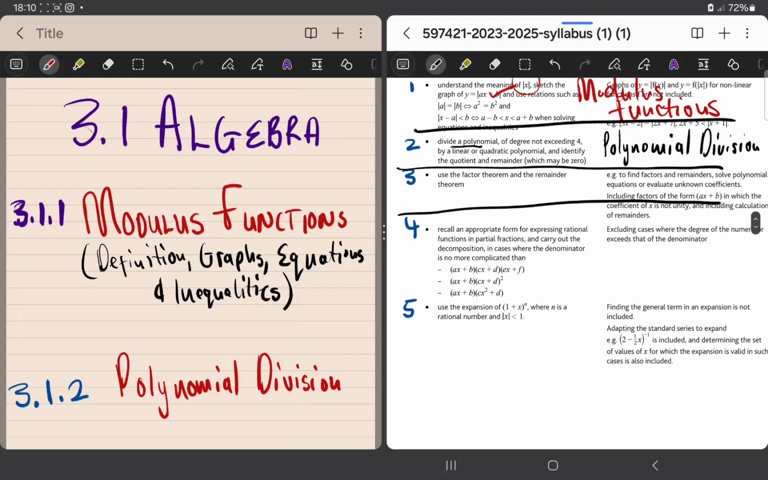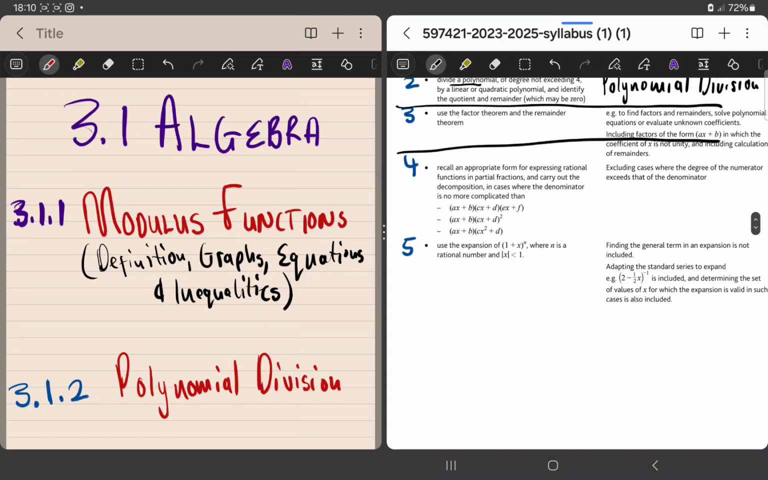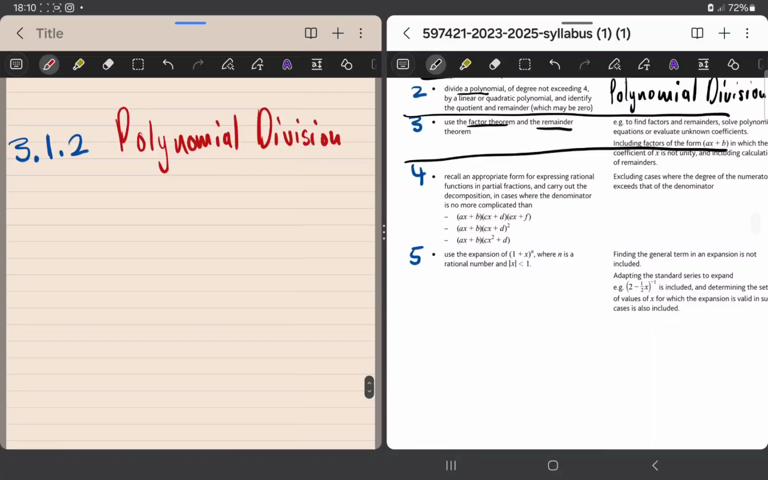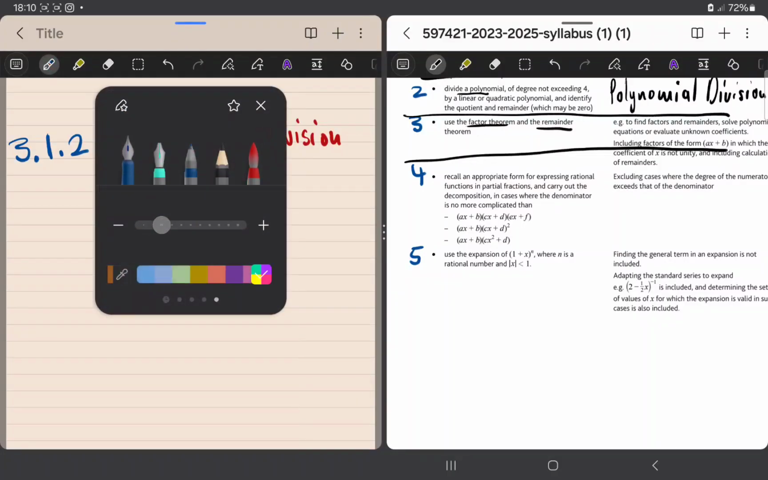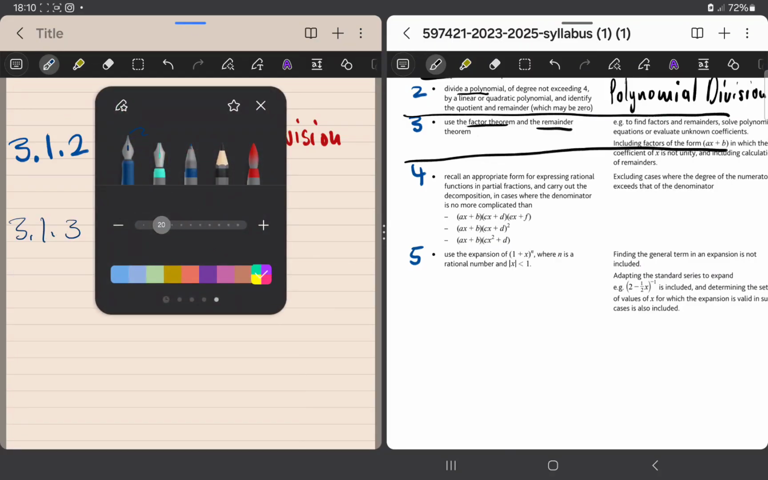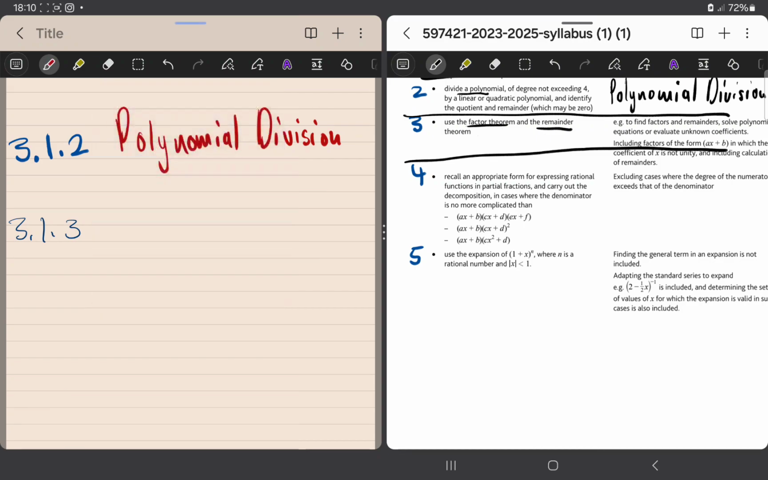Now we can go to the third thing. They said use the factor theorem and the remainder theorem. So here it's factor theorem and remainder theorem. That is going to be 3.1.3. So we can come and say here 3.1.3. Let's put it in blue. This is going to be factor theorem. So here we can say factor theorem. Okay, factor theorem and remainder theorem.